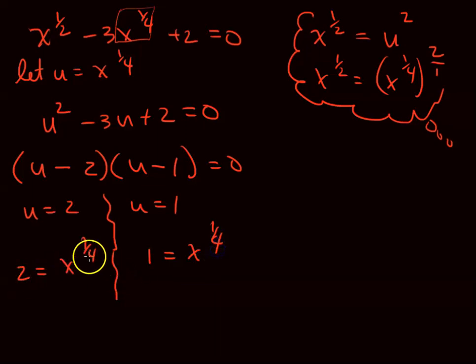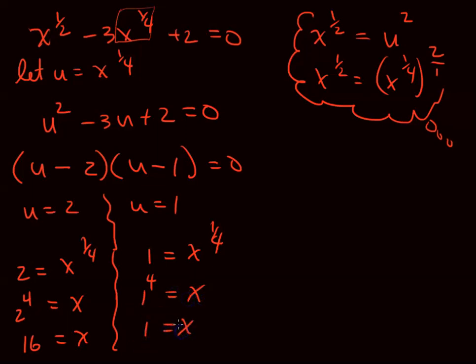In order to solve for x, you take both sides to the 4th power. 2 to the 4th equals x. 2 to the 4th is 16. Take both sides to the 4th power. 1 to the 4th is pretty easy, it's just 1. Now, do I have to check these like I was doing before? No, because you didn't square both sides. You took both sides to the 4th power.